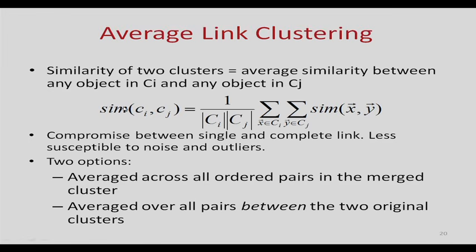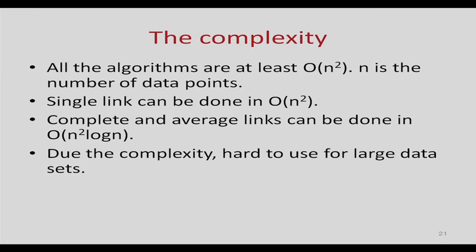Anyway, here we find the similarity of clusters Ci and Cj as the average of the similarity of x, y, where x belongs to Ci and y belongs to Cj. It is a compromise between single and complete link. It is less susceptible to noise and less susceptible to outliers. It also produces spherical clusters. Complexity we have already talked about.